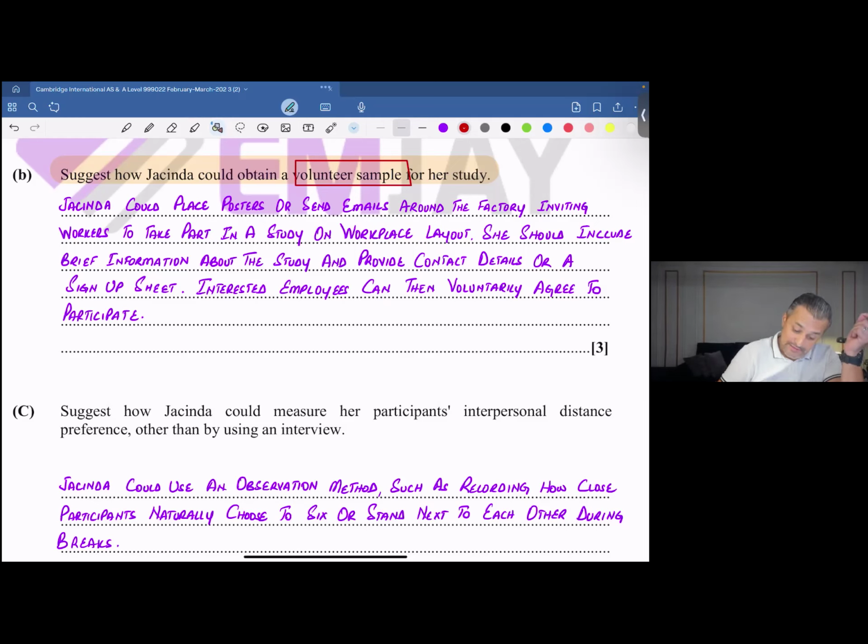Now, this is a 3-mark question, so we should have at least 3 relevant points that are meaningful and could help us gain marks. Jacinda could place posters or send emails around the factory inviting workers to take part in a study on workplace layout. She should include brief information about the study and provide contact details or a sign-up sheet. Interested employees can then voluntarily agree to participate in this study. So this is short, to the point, and helps us get the marks we want.